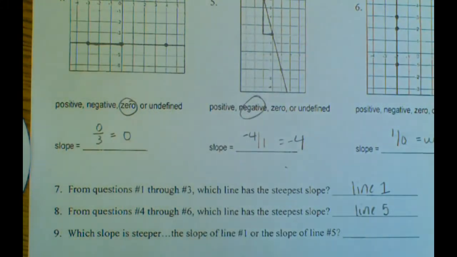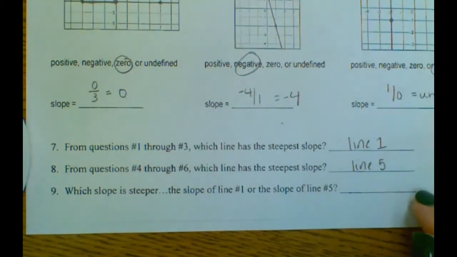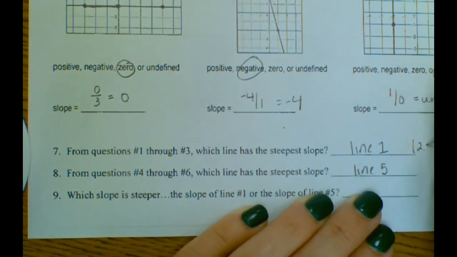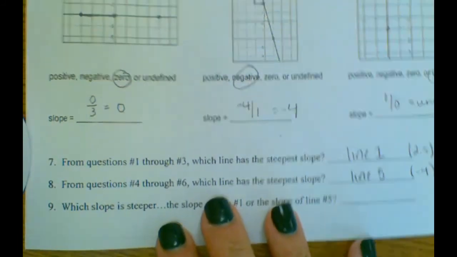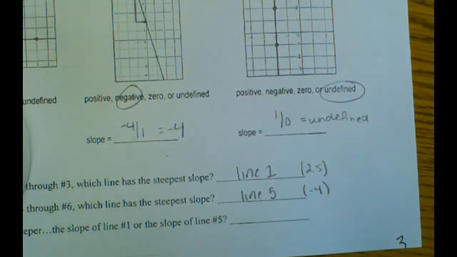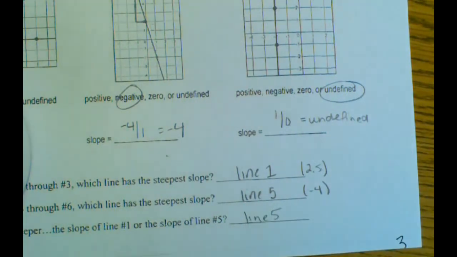And then it says in question 9, which slope is steeper, the slope of line number 1 or line number 5? Well, line number 1 was 2.5. Line 5 was negative 4. So again, we take the absolute value of these, which means the positive version, and line 5 would have the steeper slope.